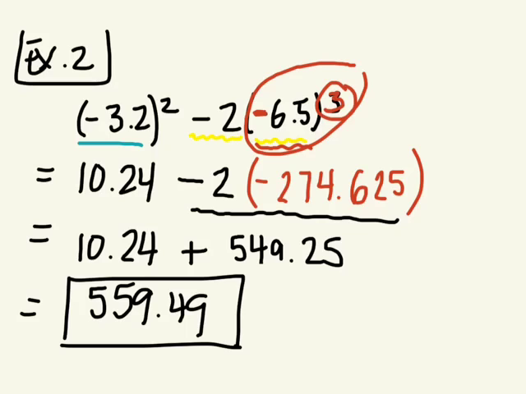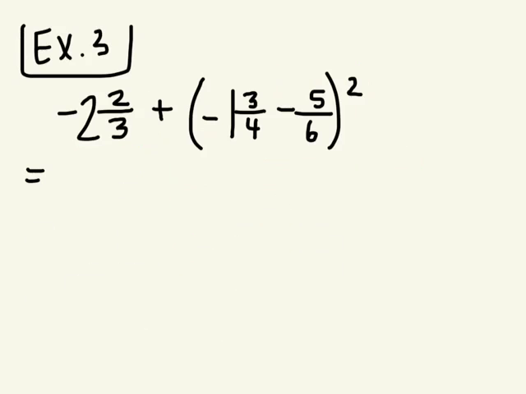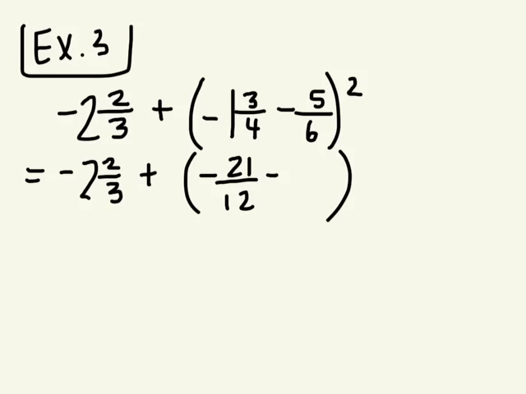559.49 is your final answer. Because we had to multiply negative 2 times all of this, which is a negative, when we multiply a negative by a negative, it becomes positive. The result of that was positive. We know we have to simplify what's in the bracket, so let's rewrite what's in the bracket with a common denominator. Negative 21 over 12 minus 10 over 12, all to the power of 2. This is one way we can solve this, right?